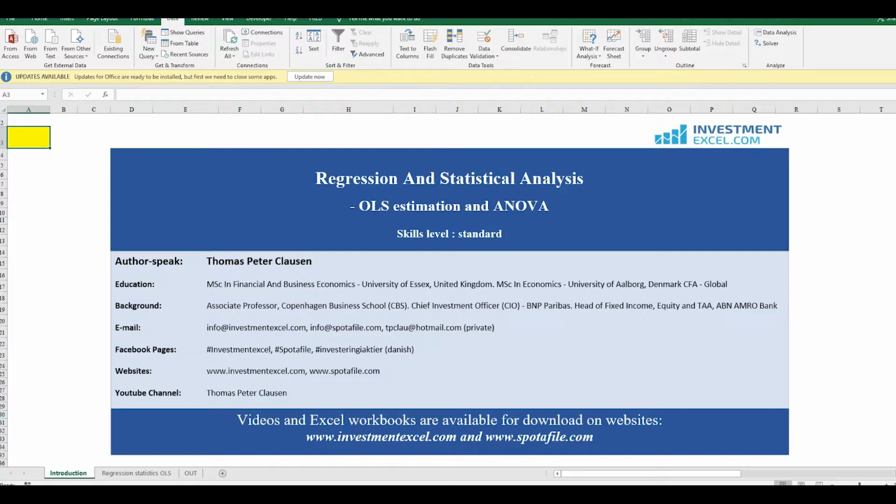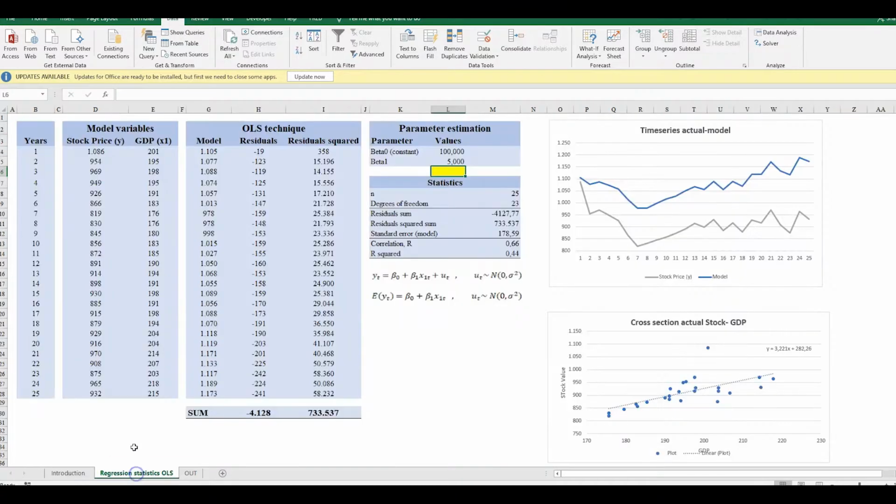Let's look at a simple linear regression with a stock price being modeled on the GDP level. We look at history, 25 years. We have a stock price and we have a GDP. So now what I want to do is to build a linear relationship between the stock price as a function of GDP. That is, the stock price is the endogenous variable and GDP is the explanatory variable.